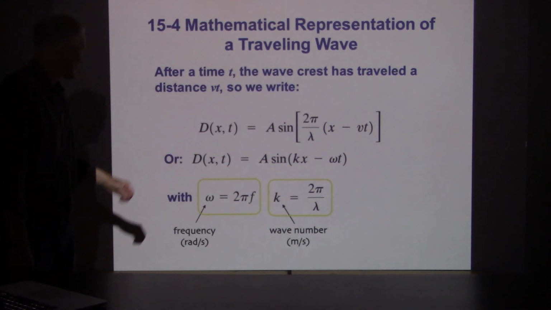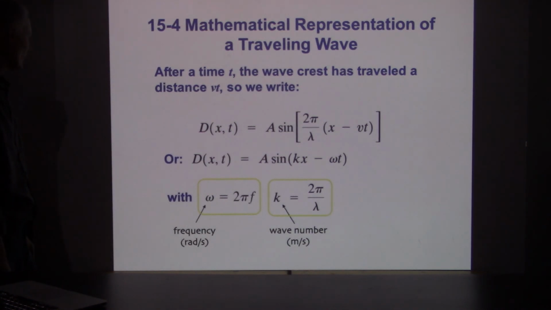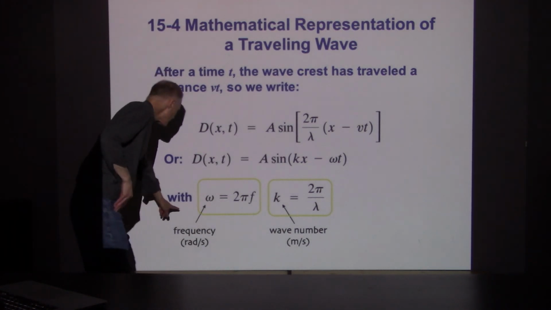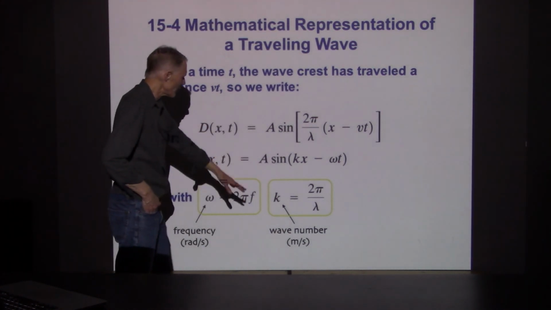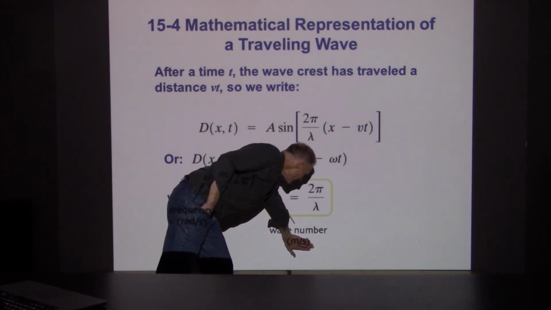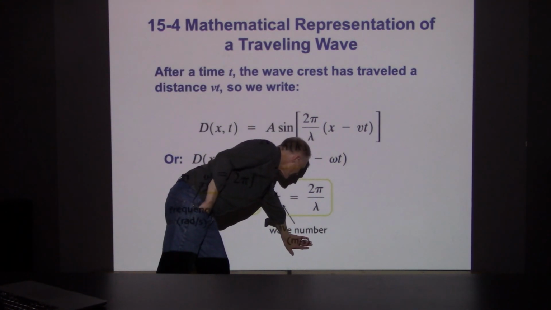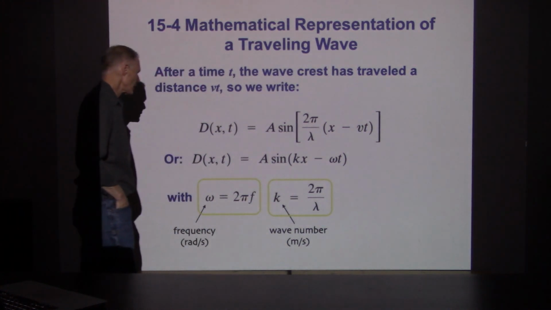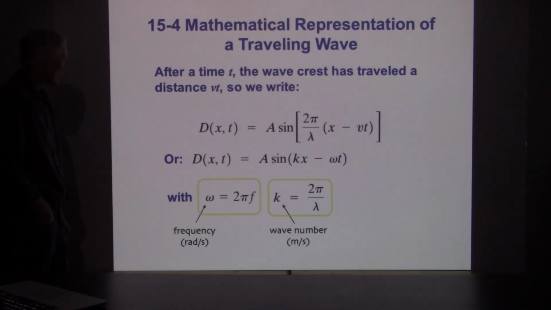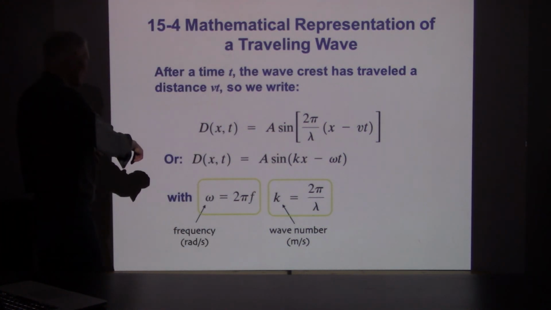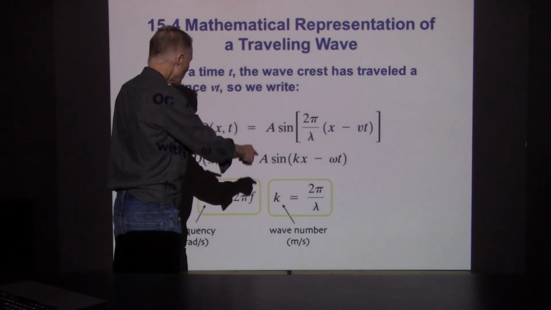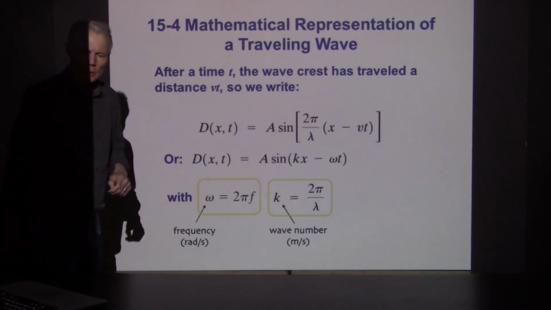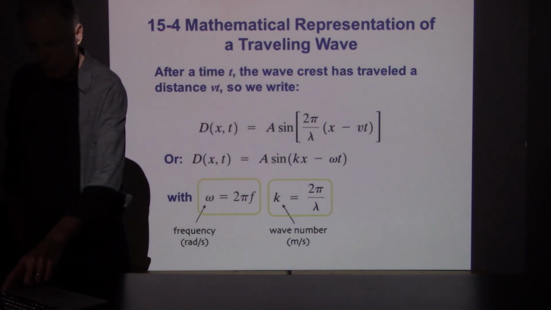And again, the units are wrong. Oh my gosh, I did that. I've got to get that changed. So the frequency here is in radians per second. This is wave number, and this is in radians per meter. So that definitely needs to get changed right away. I can't believe I wrote that. So radians per second, radians per meter. Boy, that's one I might have to go back and fix.